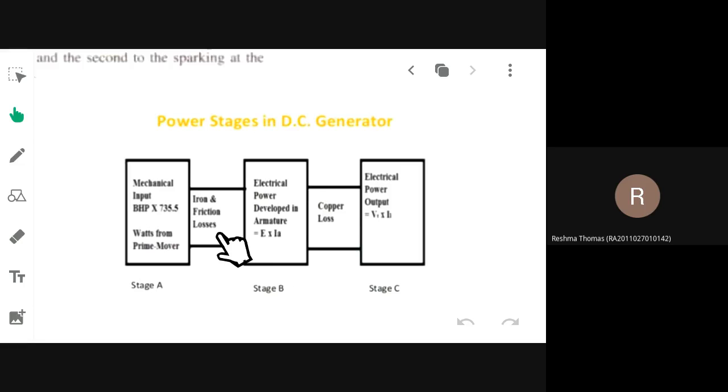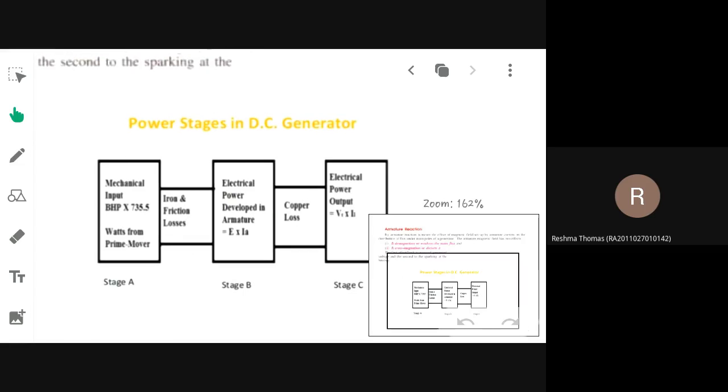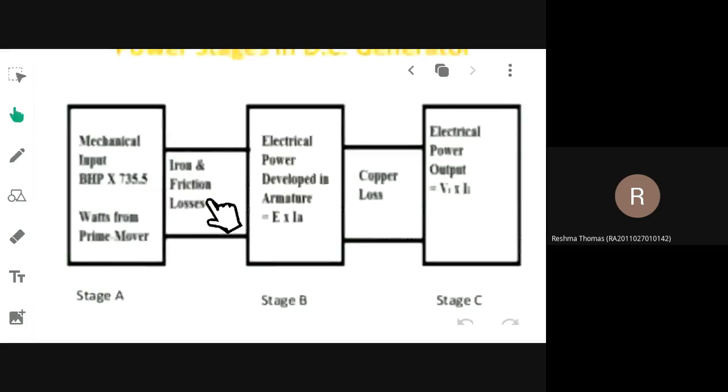Then what losses will happen afterwards? Mechanical input means rotation. Whenever rotation is involved, what are the losses that will happen? I've already taught you the various losses. You have copper losses, magnetic losses, rotational losses. So what losses will happen? Iron losses, and this indicates magnetic losses, that is eddy current loss, then hysteresis loss, friction loss, everything will happen here. So if you subtract the losses from the mechanical input, you will get what power developed in the armature? Electrical power, that is given by the equation E into IA.